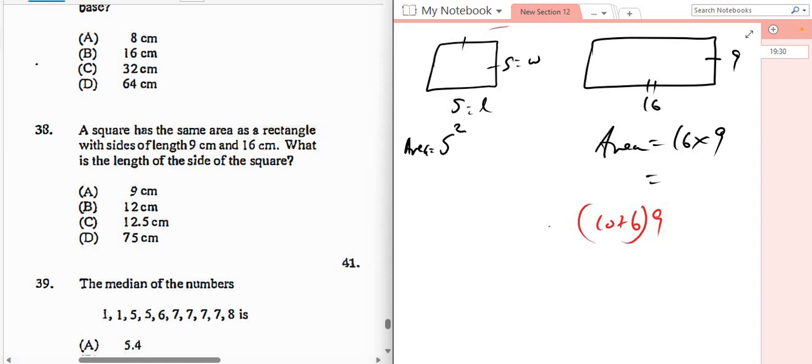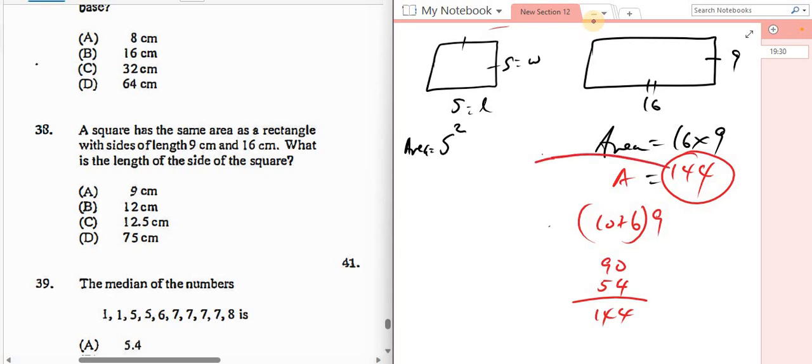What's 9 tens? 90. What's 9 sixes? 54, which gives you 144, right? That makes it easy. So 16 times 9 is 144. Alright, so now this area for the rectangle is the same as the area for the square. Sorry, not triangle. This is the rectangle, the same as the square.